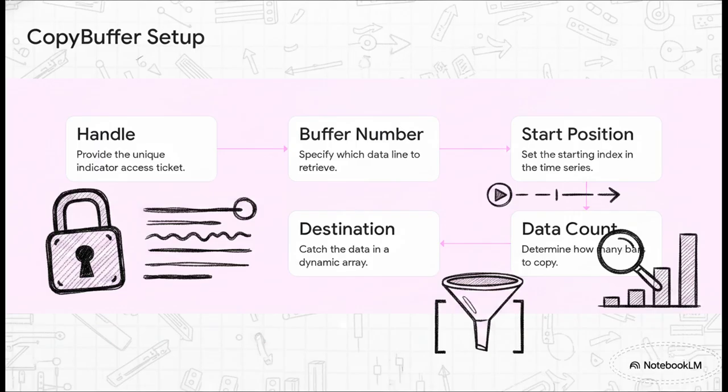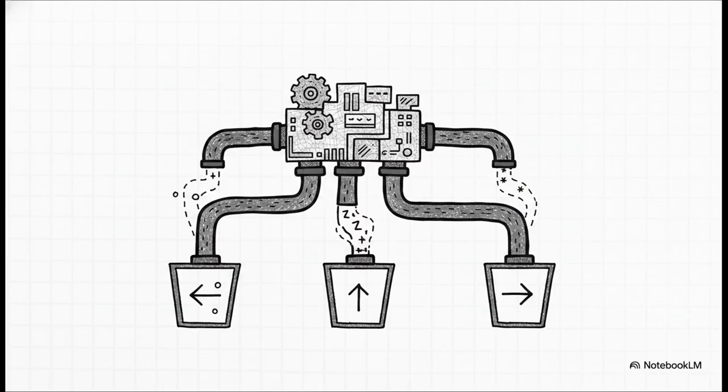First, pass it the indicator handle, proving you have the right to access the data. Second, the buffer number, specifying exactly which line of the indicator you want. Third, the start position, meaning where in the time series you want to begin copying, usually index 0 for the absolute most current data. Fourth, the data count, which is just how many bars of history you need. And finally, the destination array. This is a dynamic double array you've prepped in your code to physically catch the data pouring out of that pipeline.